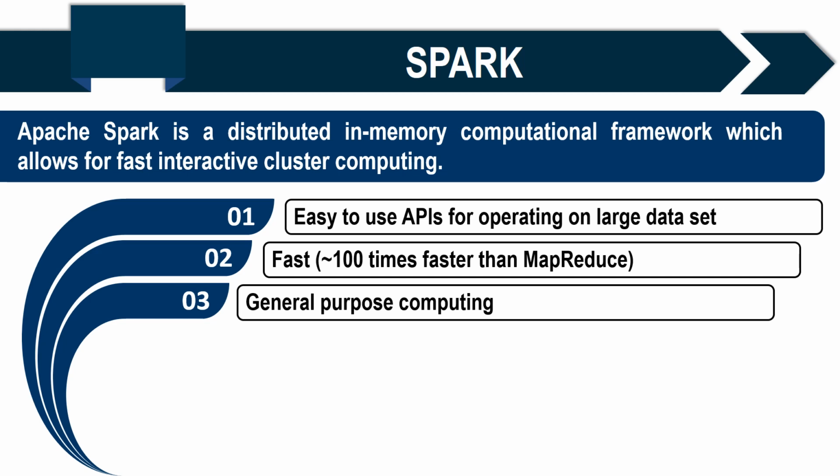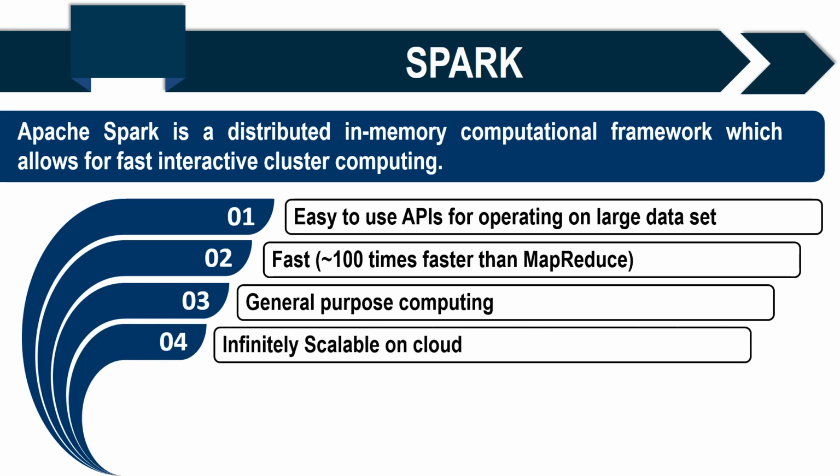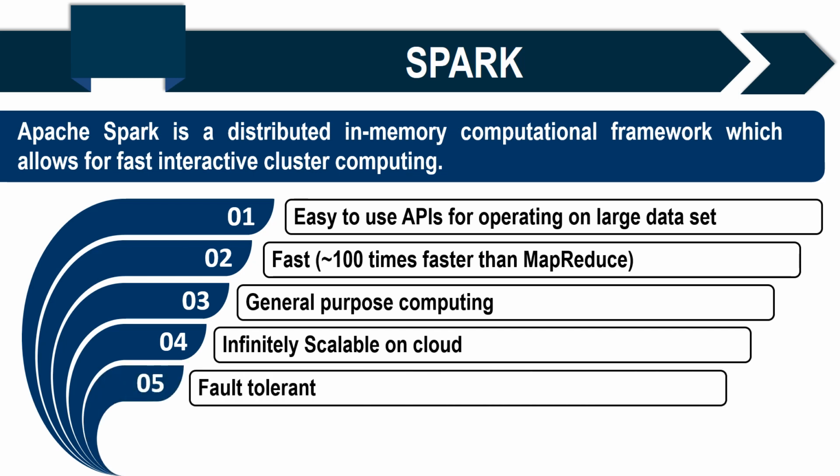It is infinitely scalable as well. You could deploy it on-premise or you could deploy it on the cloud. Once again, there are many cloud providers, including IBM, that provide Spark on the cloud. Needless to say, Spark is also fault tolerant. Let's look at the Spark architecture, what it provides.